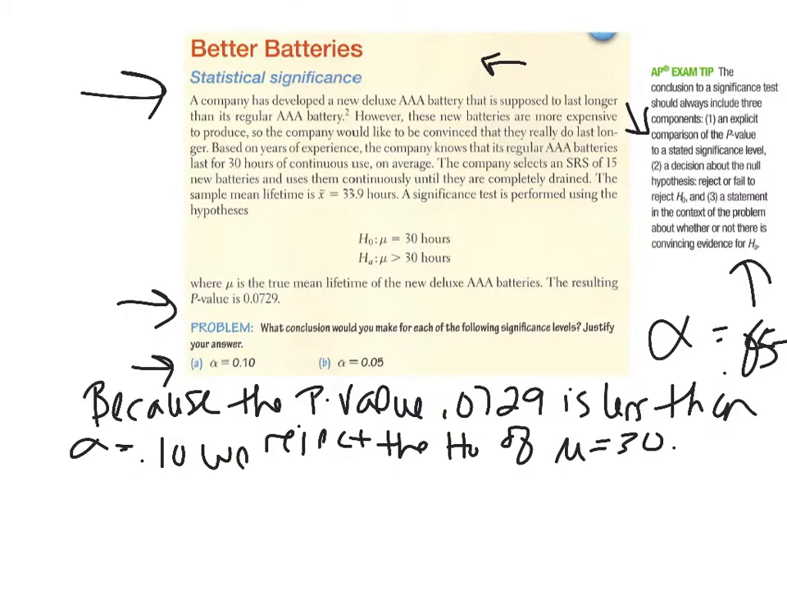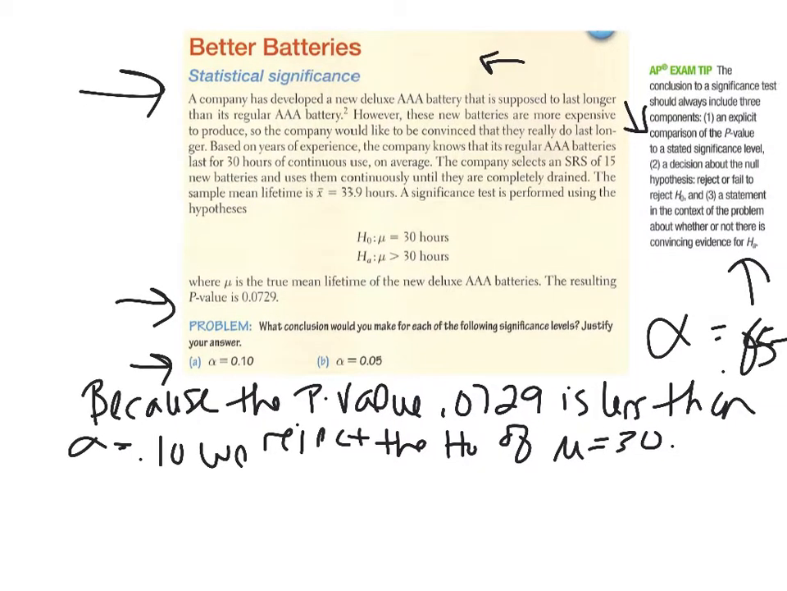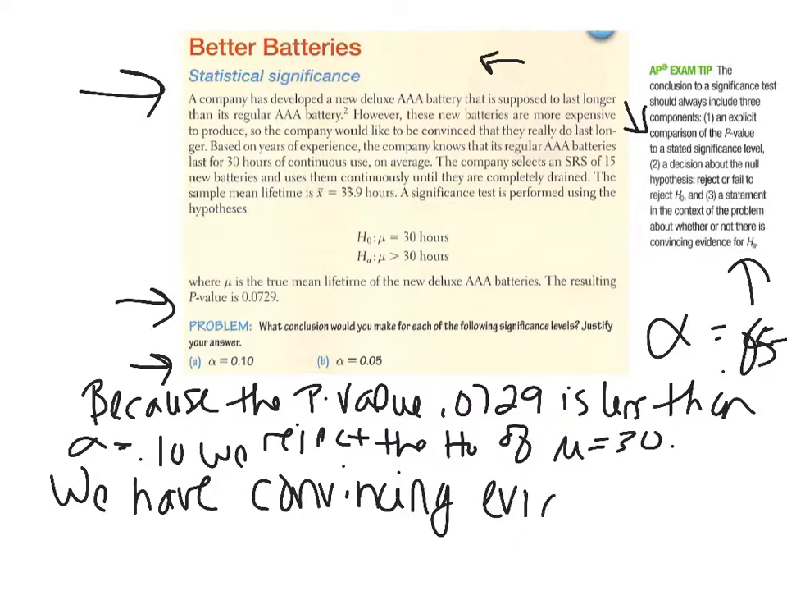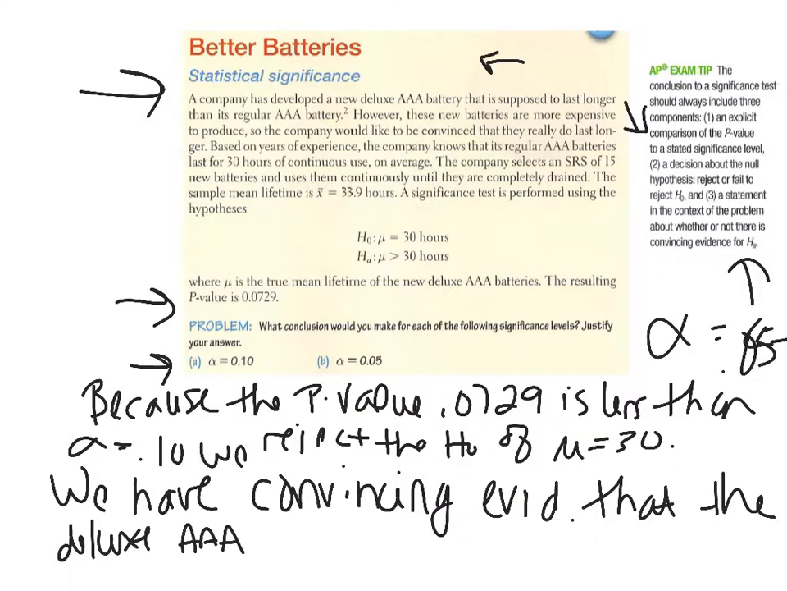And our statement for our step 3 here would need to be in context then. So what does this mean? Well, this means that we have convincing evidence that the deluxe AAA batteries made by this company last longer than 30 hours.